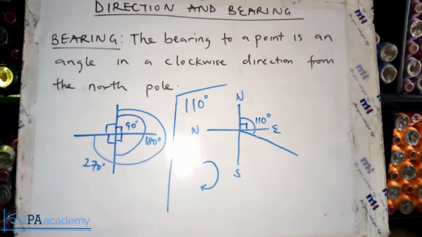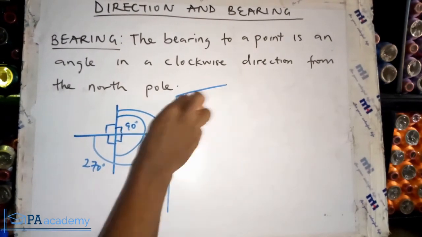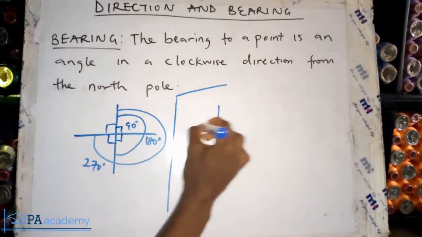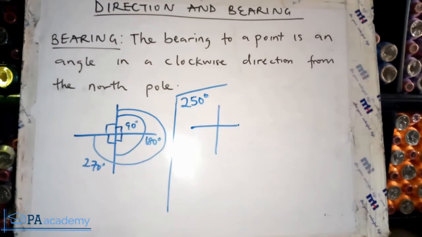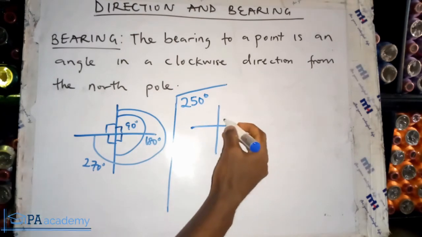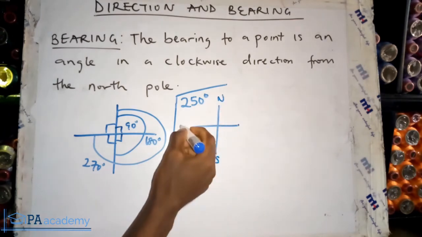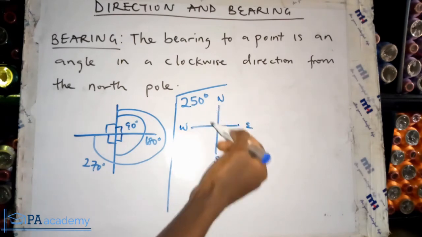So let's look at another bearing. Let me clean this. What if it is a bearing of 250 degrees? For the bearing of 250 degrees, we know that we always start from the north. Don't forget, that's one important thing about bearing. And this is the east. You're always starting from the north in a clockwise direction.